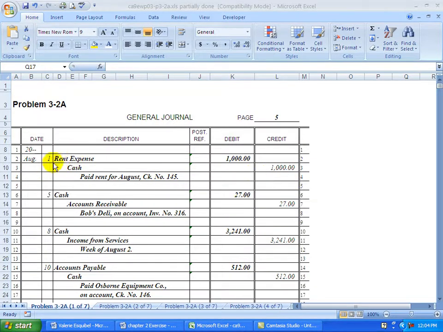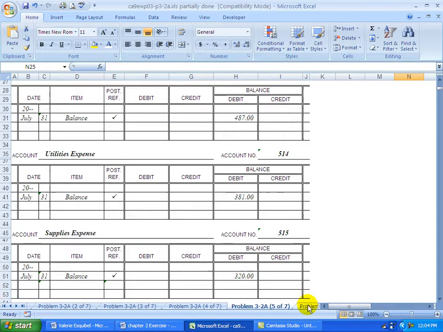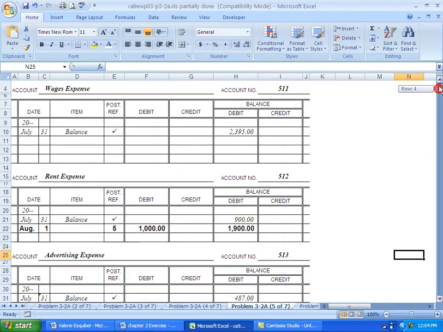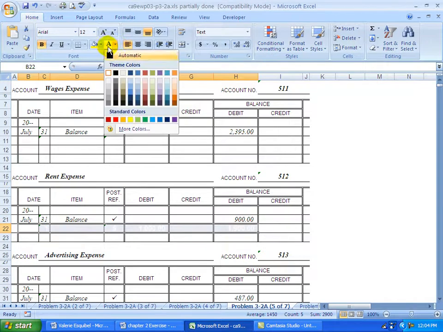Looking at your journal on August 1st, the transaction was paying the rent. So now when we're ready to put it into the actual rent expense account, it says to go to rent expense and debit it for $1,000. So I'm going to go to rent expense. Okay, and rent expense is right here.